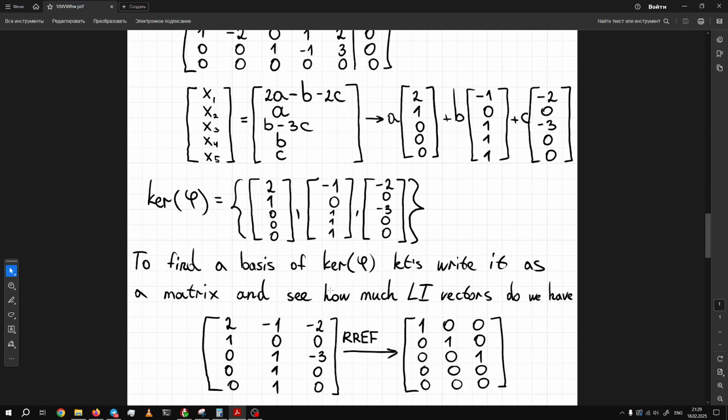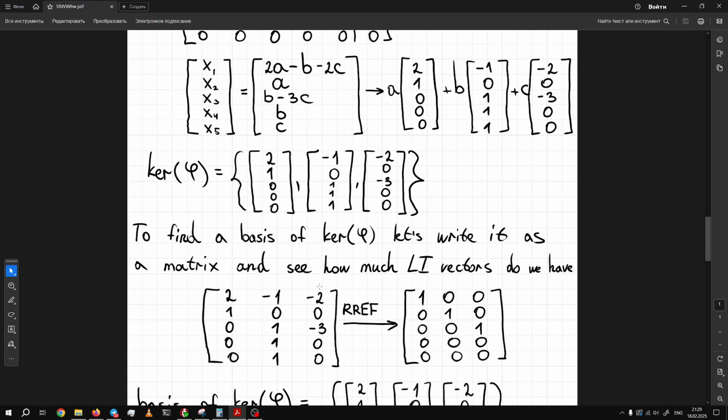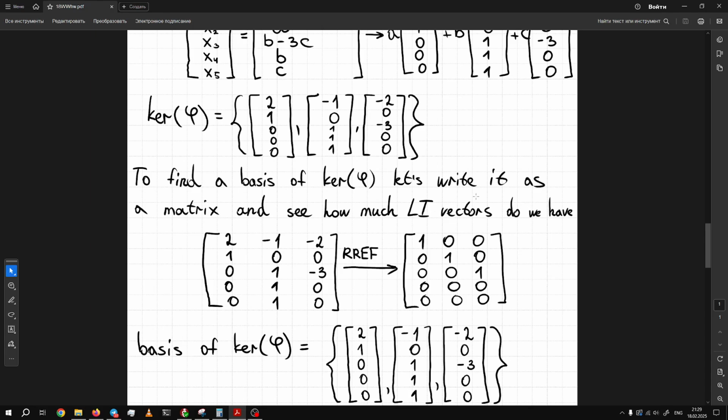And in this exercise, we are asked to find the basis of kernel. So let's write it as a matrix and see how many linearly independent vectors we have.